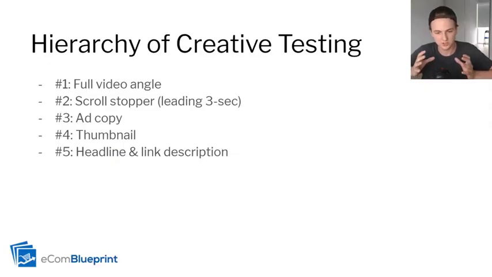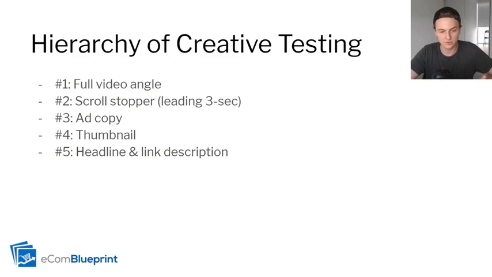Now I just want to quickly show you my hierarchy of creative testing. What this means is, what is the most important thing? What makes the biggest impact when you test creatives? What can you change that's going to make the biggest impact? Obviously the number one is the full video angle, right? A completely new video with a different angle or different approach to selling your product is going to make the biggest difference by far.